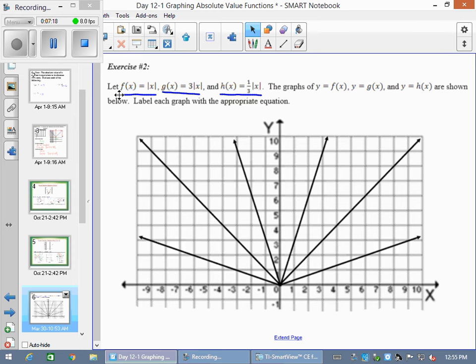Another way I could do this, I can think about the slope of this function. So the coefficient of the absolute value of x is 1. So what that means is on the right side of my graph, my slope should be a 1, and on the left, it should be a negative 1.